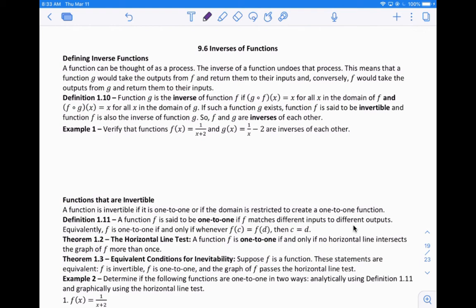All right, welcome to the first video for 9.6. We are revisiting inverses of functions, determining which ones are invertible and which ones are not. So let's remind ourselves, what exactly is the inverse of a function?